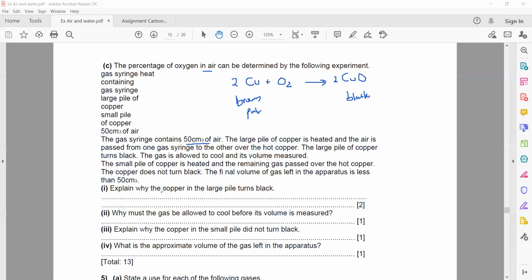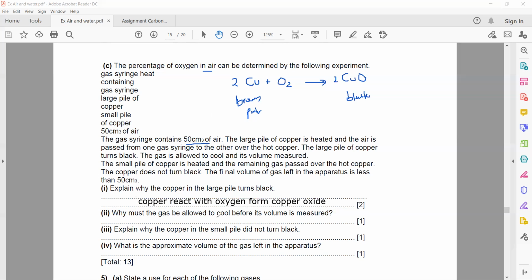So the question is why the copper in the large pile turned black. What is the reason? Because the copper reacted with oxygen. So the reason is that the copper reacts with oxygen, forming copper oxide. And that copper oxide is black, that's why it turned black.